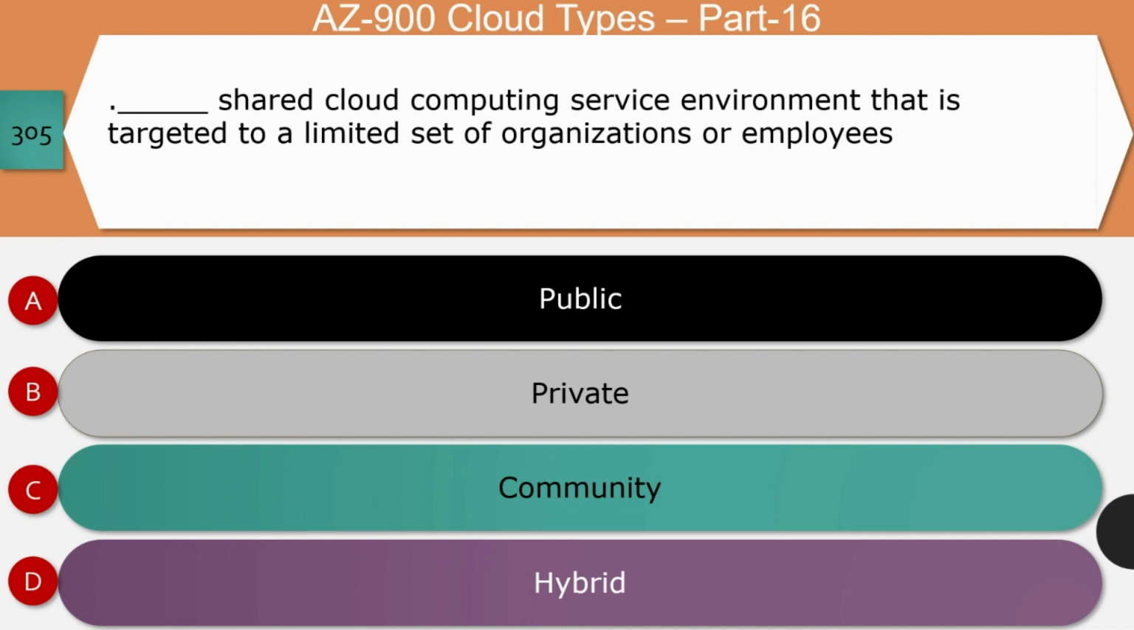Next question. Dash shared cloud computing service environment that is targeted to a limited set of organizations or employees. Is it public, private, community, or hybrid? The right answer for this question is private, that is option B. Let's see the explanation for this. Private cloud is a ring-fenced network for an organization's resources, whereas public cloud is a shared entity, same in the case of the community cloud between organizations. With that, the correct answer is private, that is option B.